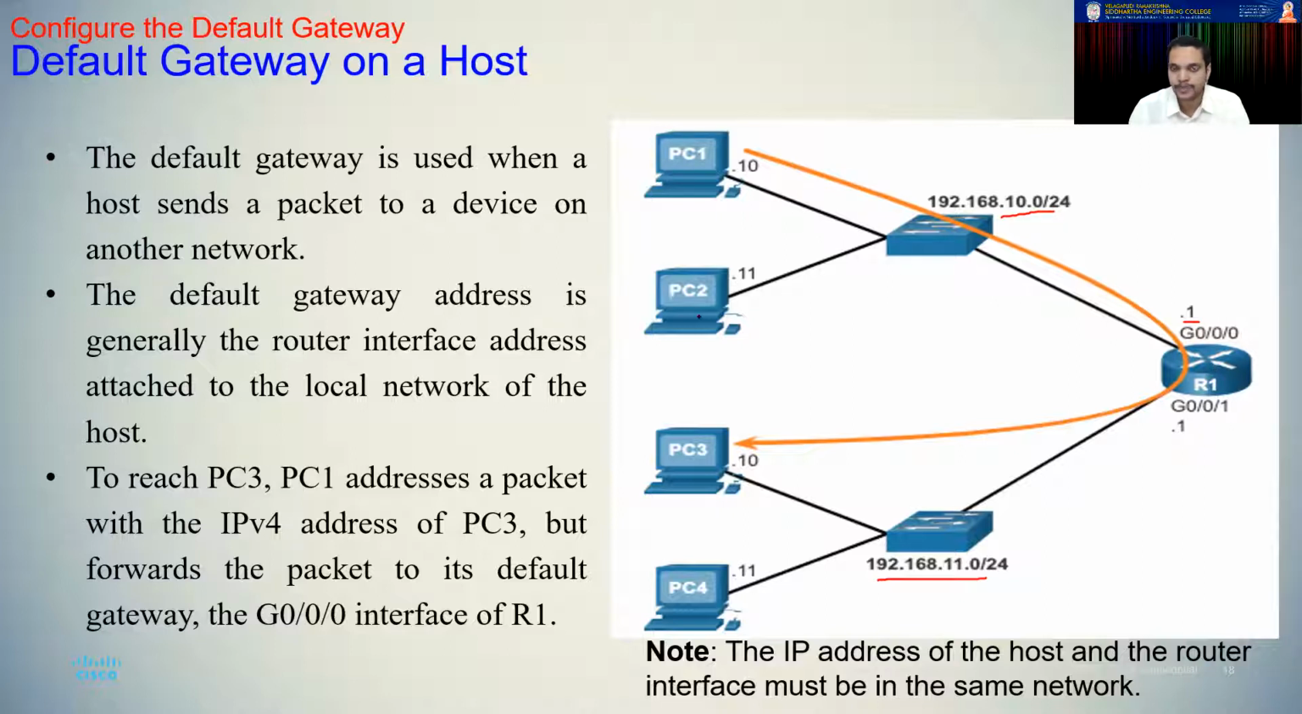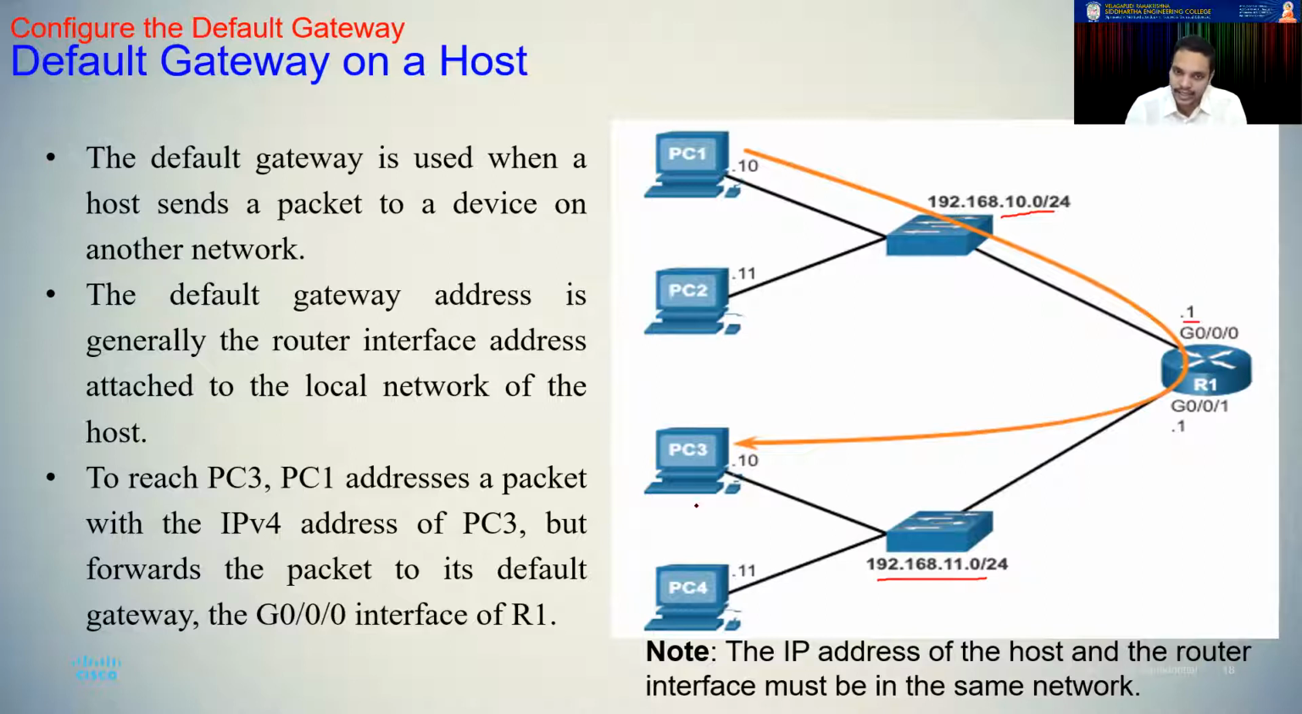So in PC1 and PC2, when I assign the IP address, there will always be a small place for the default gateway. There you have to type in 192.168.10.1, because it is the IP address of the interface which connects this particular network. That means that whenever packets go from PC1 to PC3, they can go directly here, and then the router checks fine, because it is situated in this particular network. It then forwards to it.